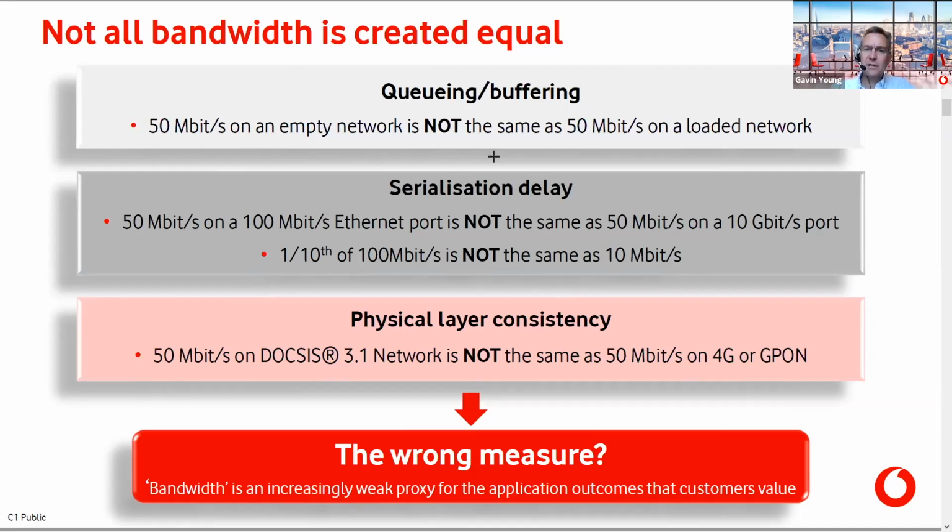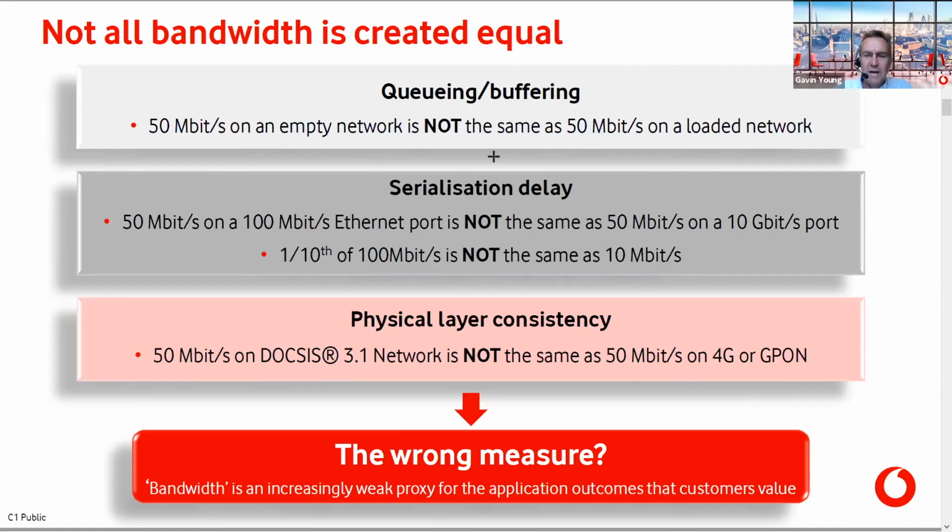And finally, physical layer consistency varies. So 50 megabits per second on a DOCSIS 3.1 network is not the same as 50 megabits per second on a 4G or a GPON network. The physical layer characteristics and the bit error rate, and the way bit errors manifest themselves in the packet layer as clusters or bursts of errors, is very different. That depends on the physical layer. So, as I say, bandwidth is not a fungible commodity.